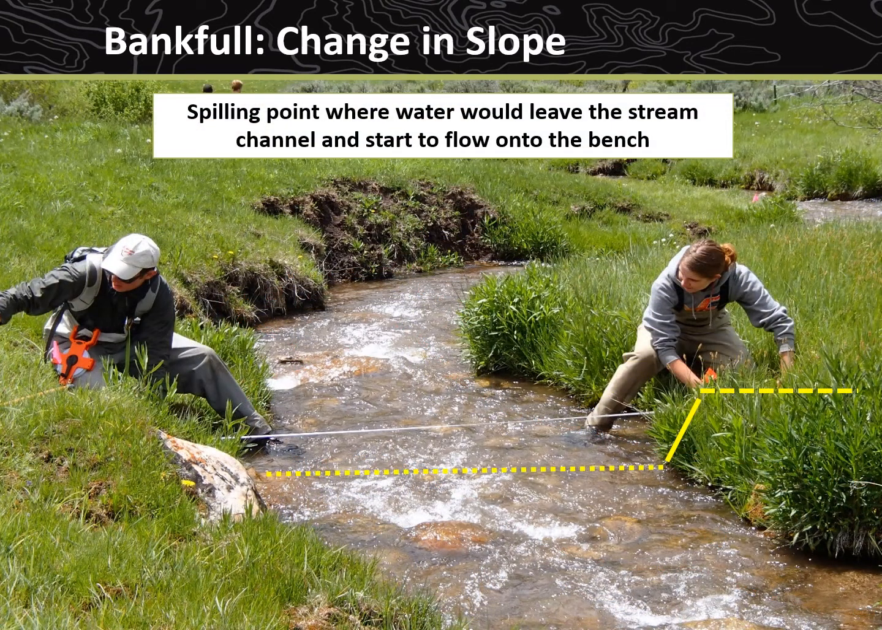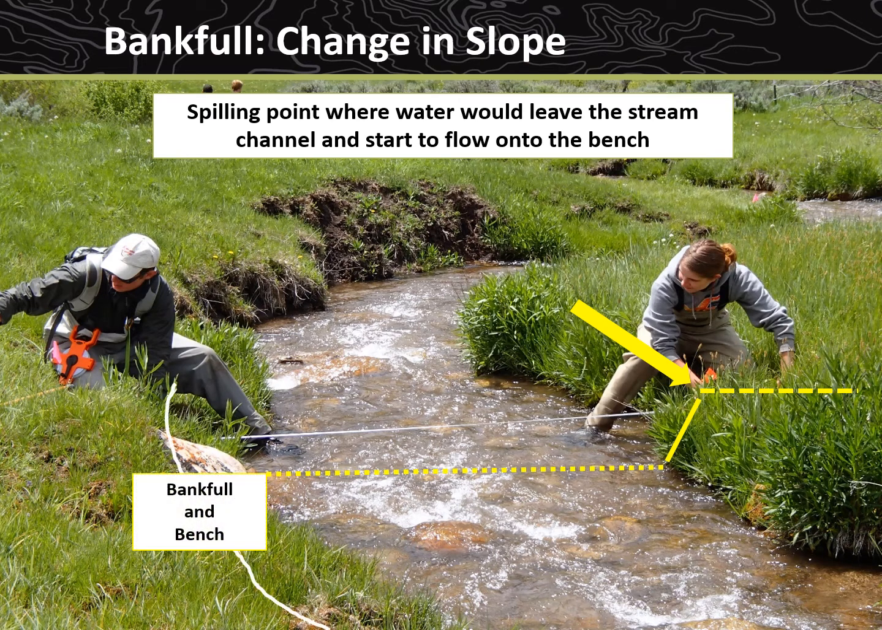One of the most obvious indicators of bankfull is a change in stream bank slope. In many cases, such as this one, bankfull is located at the spilling point where water would leave the stream channel and start to flow onto the bench. This is where the slope of the bank goes from very steep to nearly flat. In this case, bench and bankfull will be at the same elevation.